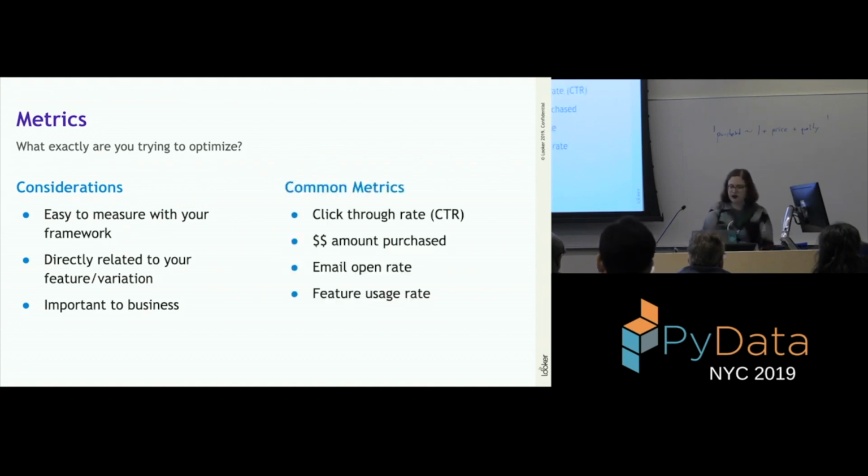So common metrics that people use: click-through rate is by far the most common. It's just the percentage of people who click on an email or a link or a button. Dollar amount purchased can be another one. Email open rate, feature usage rate. And then satisfaction can be something.